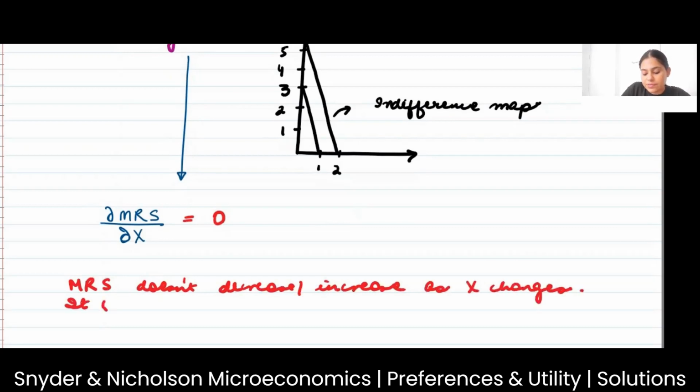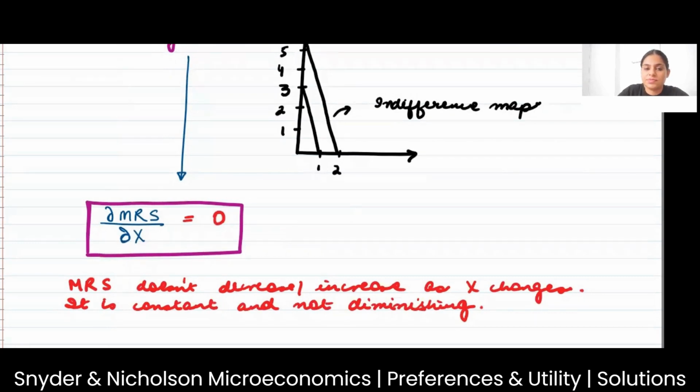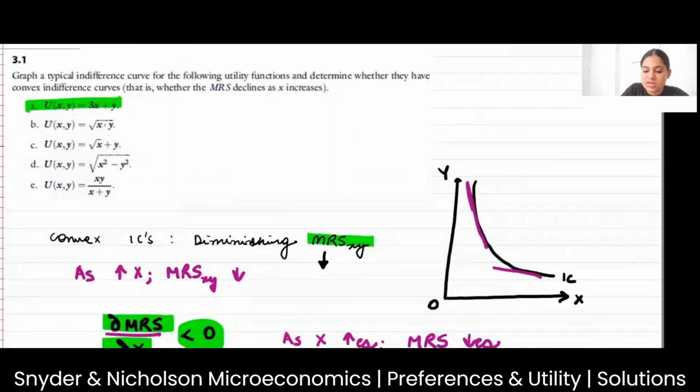It is constant and not diminishing. So you have constant MRS and not diminishing MRS. So this is your first answer. Is it convex? No, it is not convex to the origin. It is a straight line.